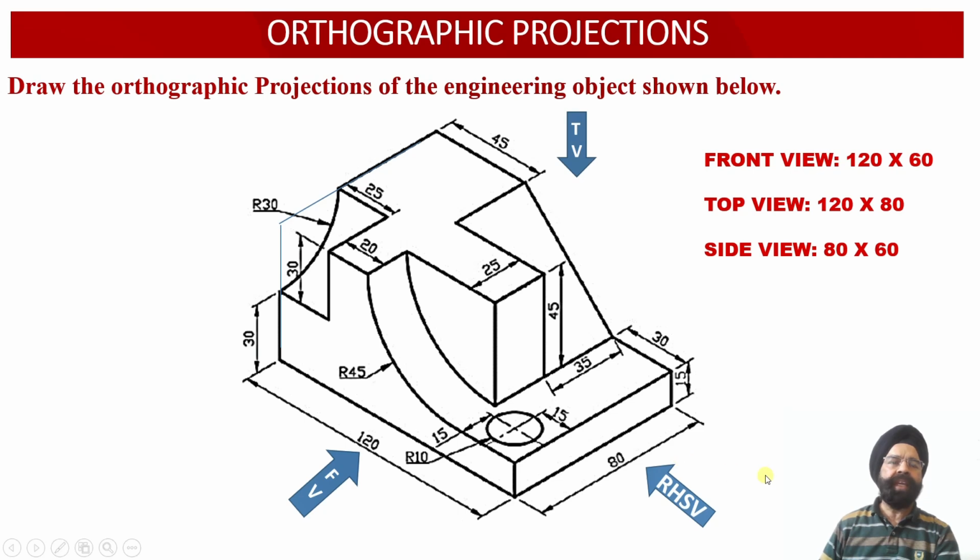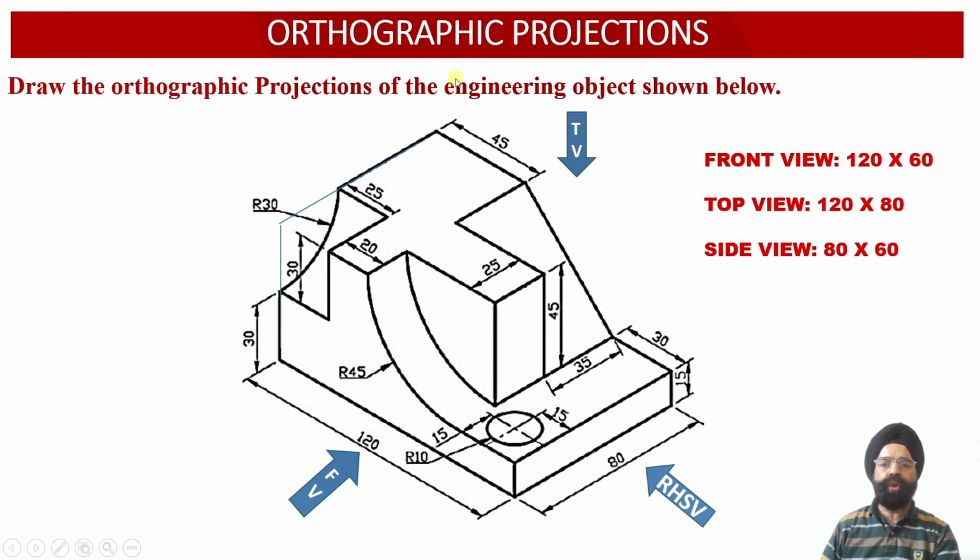In order to obtain the orthographic projections of the solid, we need to obtain the dimensions of the front view face, top view face and the right hand side view face of the solid. As we look at the solid from the front view orientation, we observe that the width of the solid is 120 millimeter, while the height is 60 millimeter. So the front view face has dimensions 120 millimeter width and 60 millimeter height.